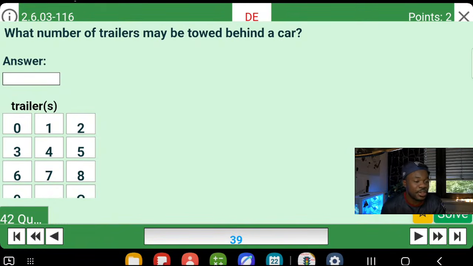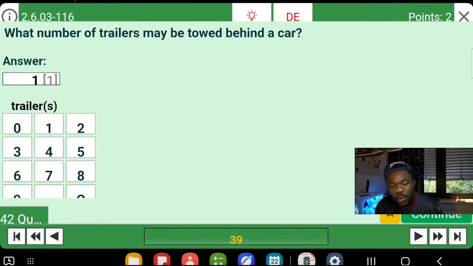What number of trailers may be towed behind a car? So you have a car now. How many trailers are you allowed to tow at once, at a time? One trailer, okay? So one car, one trailer. Questions like this, if they come in your exam, you should be passing while smiling. Nobody should be failing questions like this.